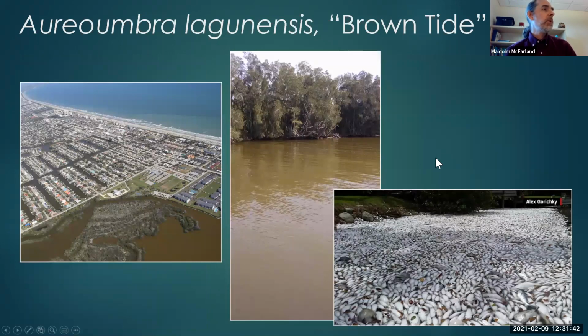So these are just some of the images of what the water looks like, and it gives you a real sense of how it can cause this shading problem for seagrass. So here's an aerial photograph. You can see this brown water is really all the Aureoumbra lagunensis because of all the Aureoumbra lagunensis cells. And it's the reason we call it a brown tide. Closer up, you can see the water really does look, I mean, it's like milky coffee. And then this image here is the results of a fish kill caused by that organism.